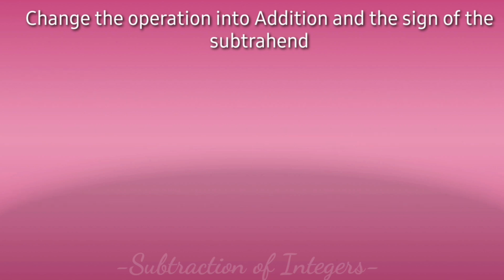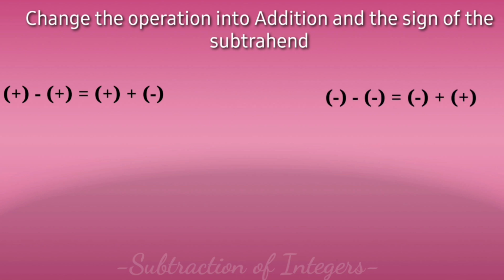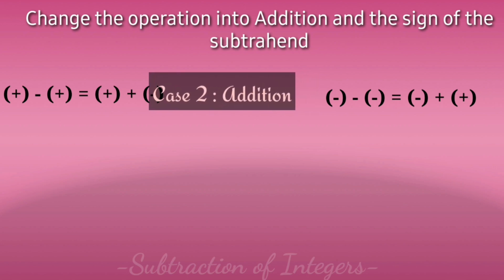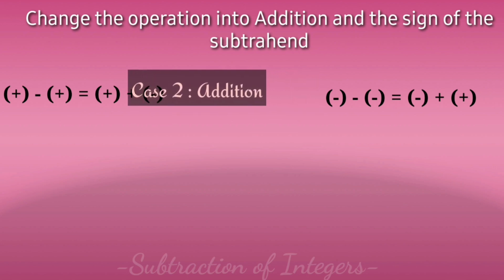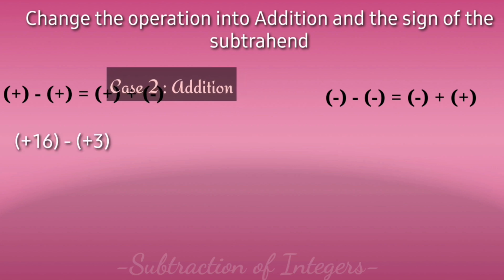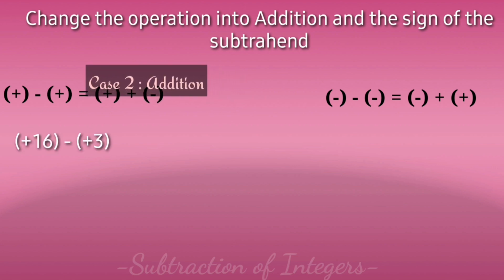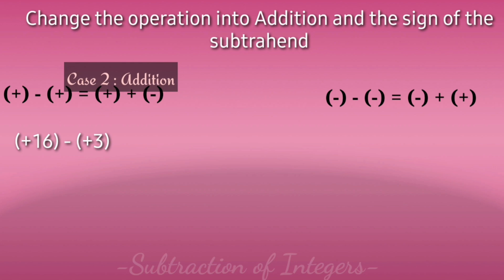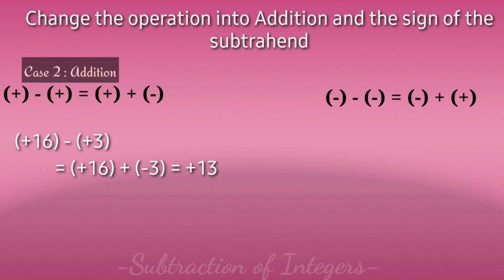Another example, positive minus positive, it will become positive plus negative. And negative minus negative, it will become negative plus positive. So as you can see, we change the operation and the subtrahend. So in this case, we can now apply the case number 2 of addition, wherein we add numbers that have different signs. So I'll give an example. 16 minus positive 3. Let's change. It will become 16 plus negative 3.